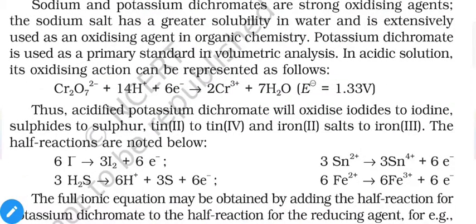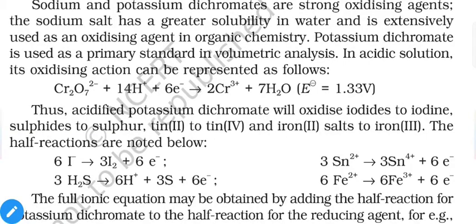Thus, acidified potassium dichromate will oxidize iodides to iodine, sulfides to sulfur, tin 2+ to tin 4+, and iron 2 salts to iron 3 salts. The half reactions are noted below. As we can see in all of these examples, the oxidation state of the respective species is increasing. Iodide goes from -1 oxidation state to iodine in 0 oxidation state. Sulfide is again negative, and sulfur is neutral. The remaining are mentioned: 2 to 4 and 2 to 3.